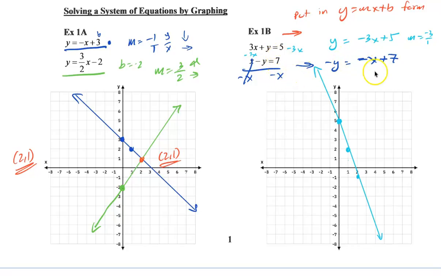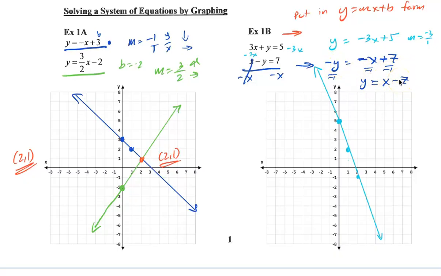I'm just going to write the x first. Negative x plus 7. But I still have a negative y. Remember, you don't want a negative y. You want the y by itself. So we're going to divide. You're going to either flip all the signs or we're going to divide by negative 1. So you get y equals x minus 7. Right, the same thing as just switching all the signs. Divided by negative 1. So that's our graph.